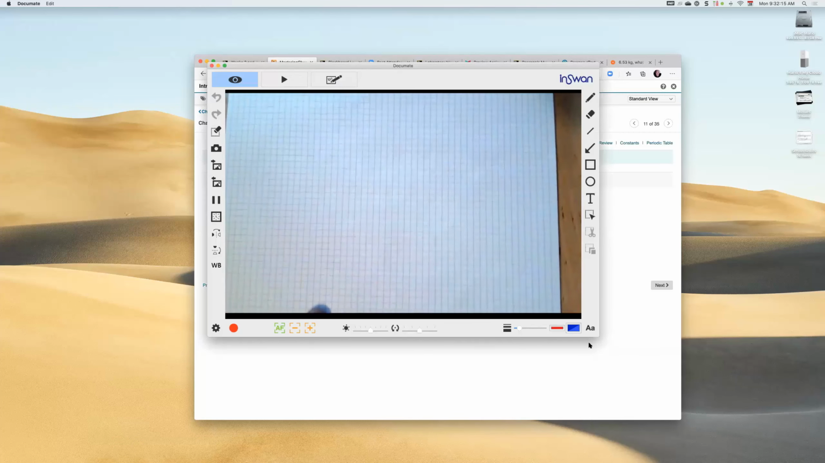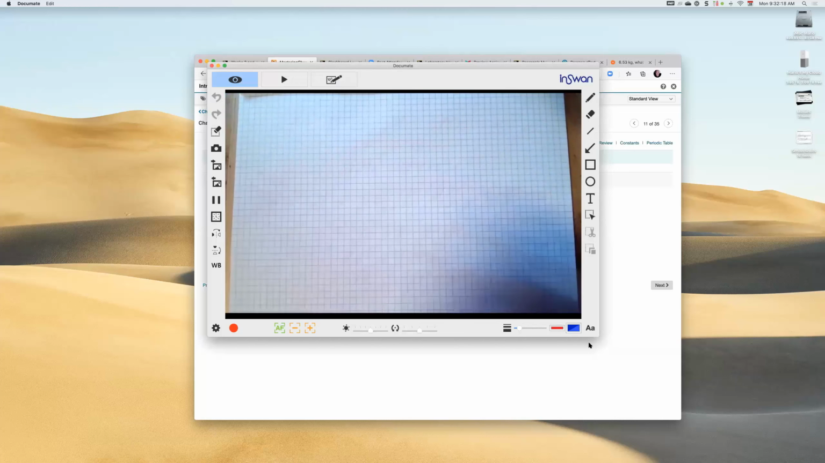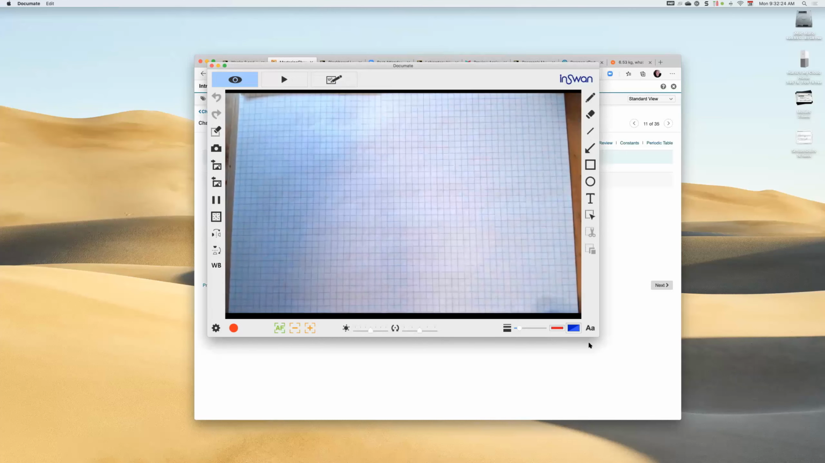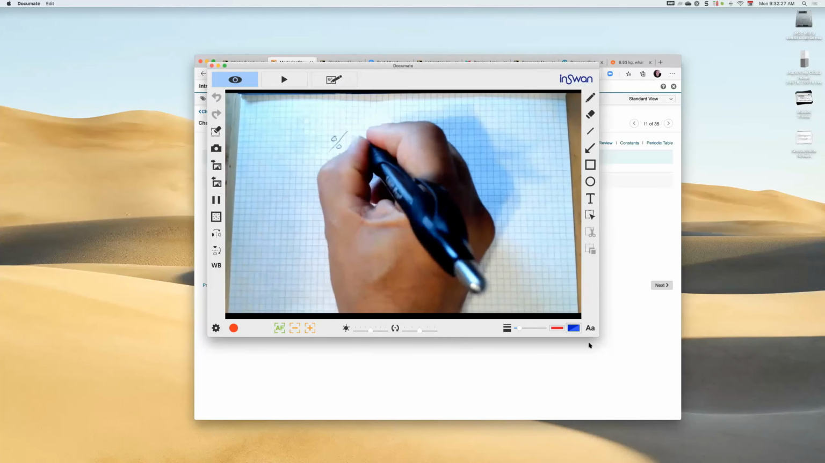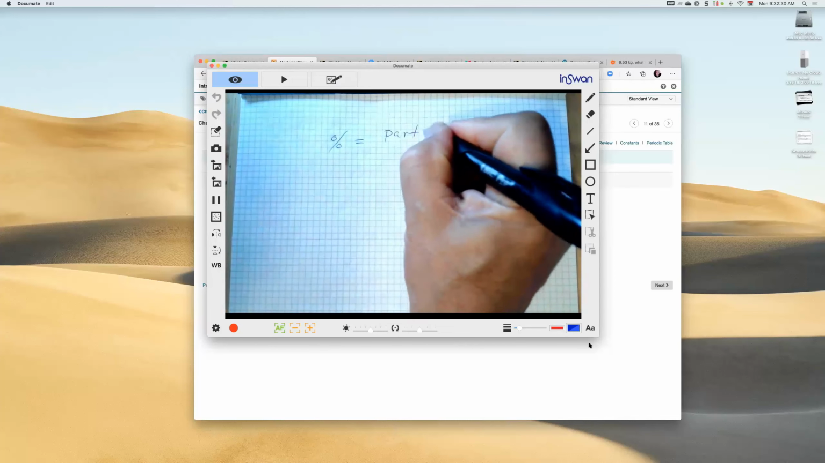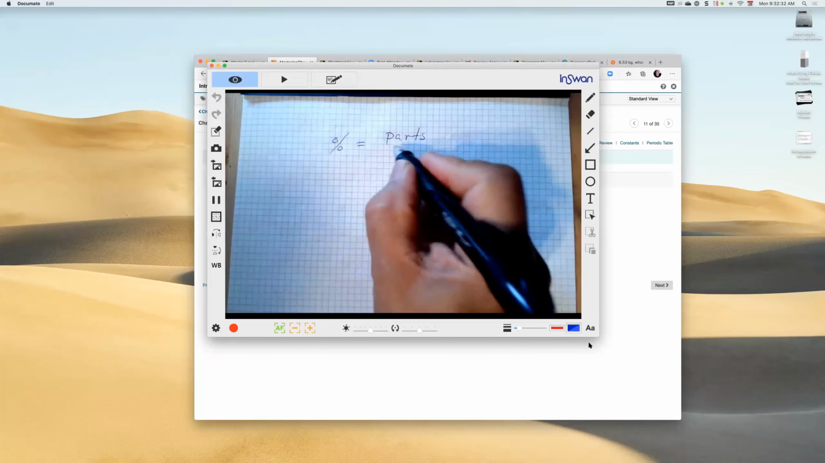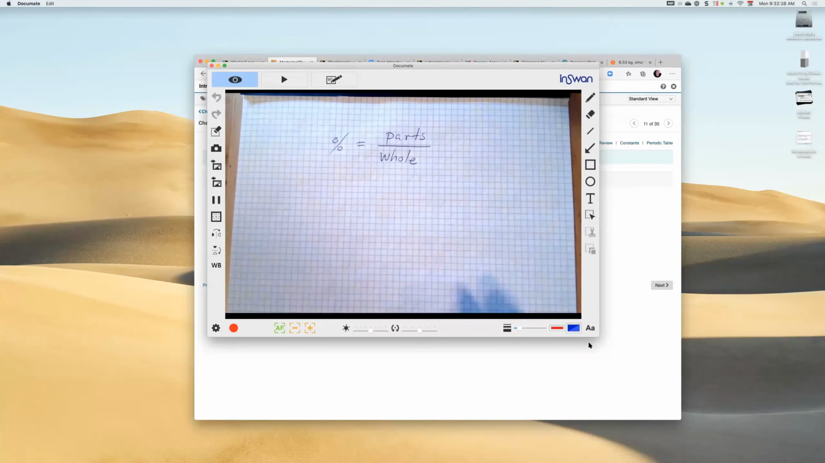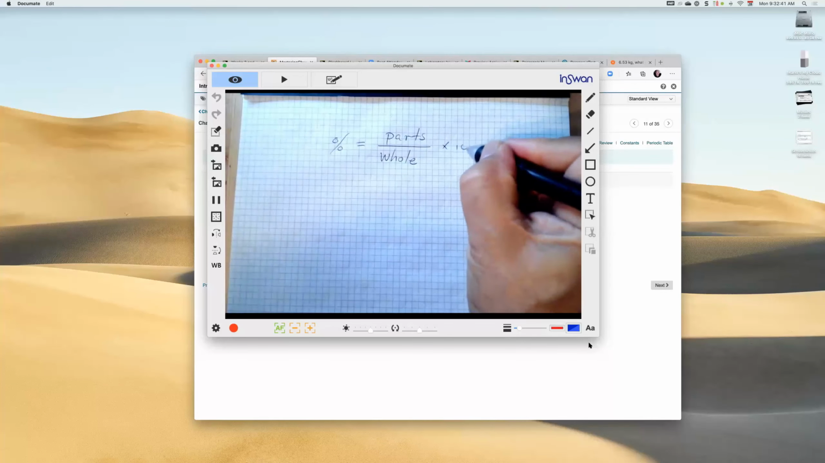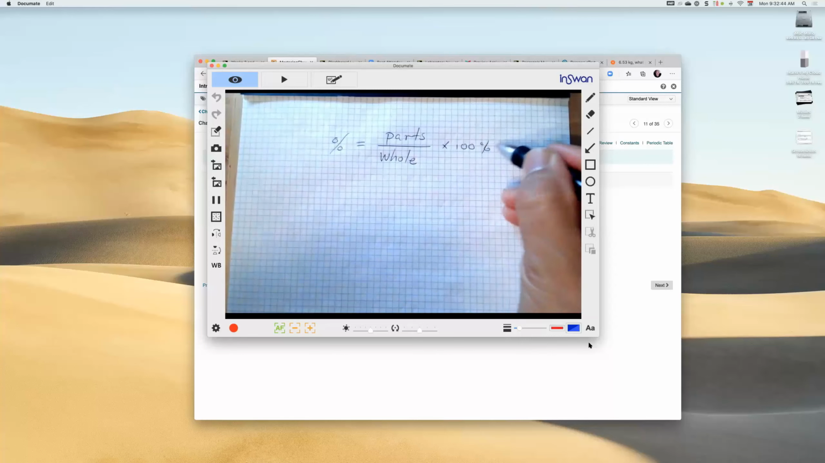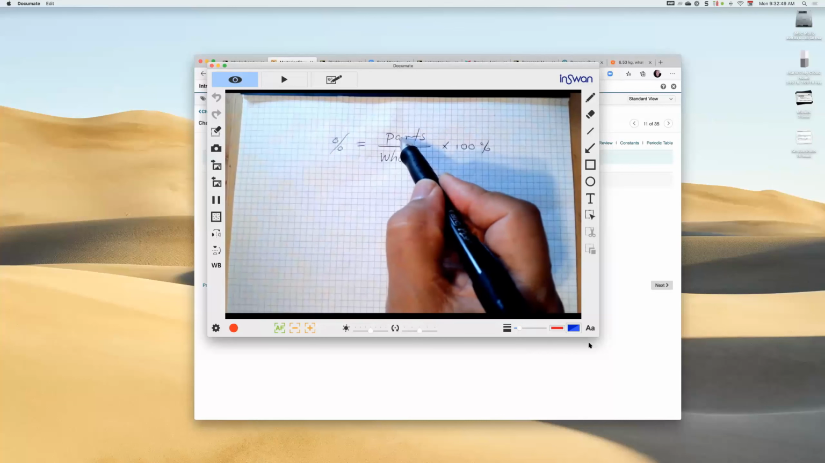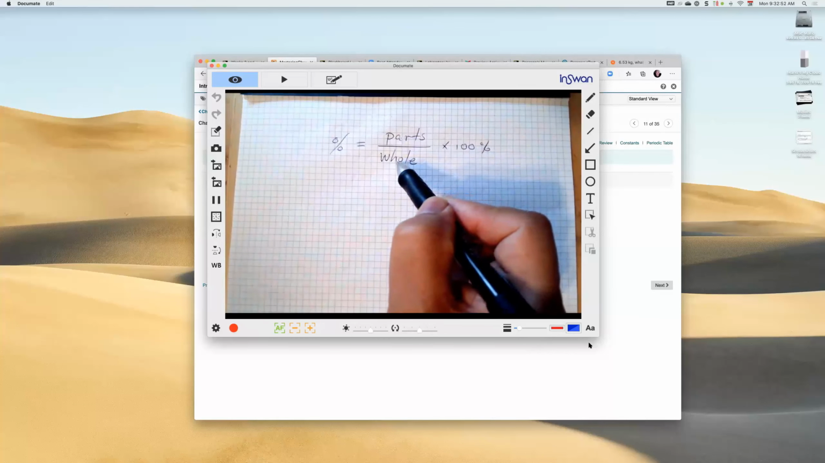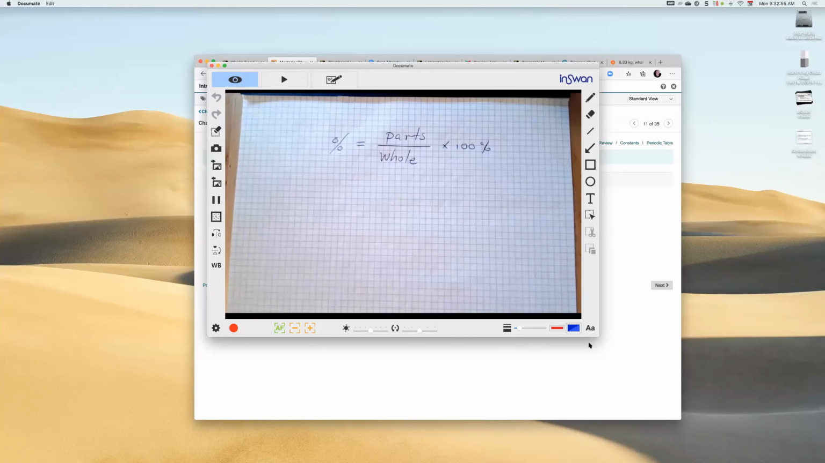So percent uses that symbol and is parts of something divided by the whole, whatever it means, the totality, times always by 100%. So this is a formula in a way, because you have a numerator, a denominator, and then you have an equal sign. So a formula.